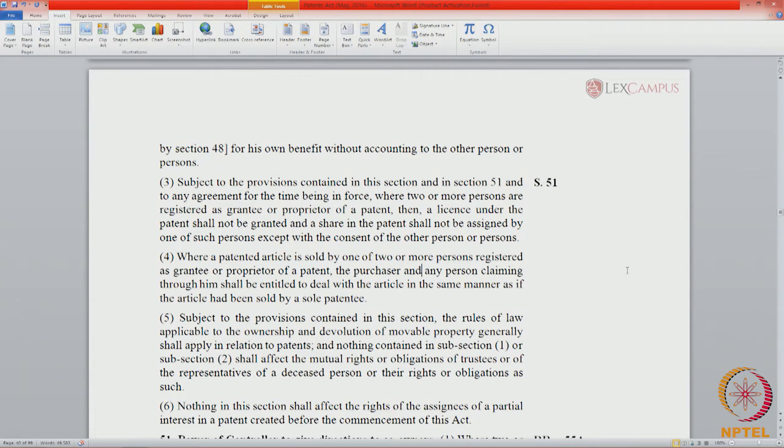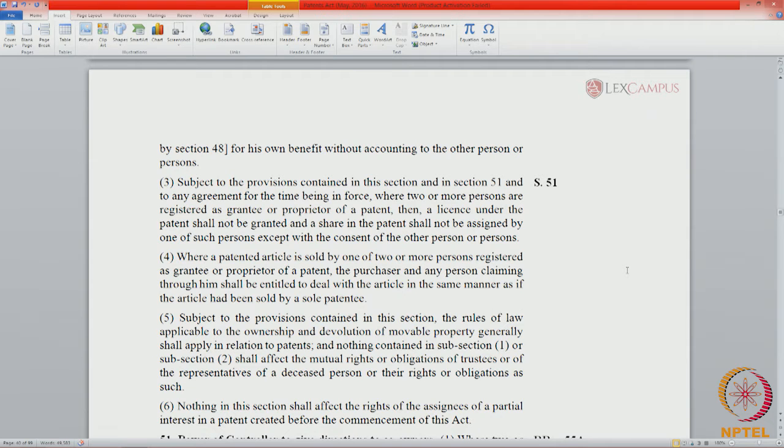Now section 53 talks about exploiting a patent, say commercializing a patent or generating revenue with a patent. If there are three co-owners, A cannot license the patent or share either the entire patent or a share in a patent. He cannot assign the share in a patent except with the consent of the other two co-owners, B and C. This is because exploiting a patent would mean that all three co-owners should be equally benefited if there is no agreement to the contrary.